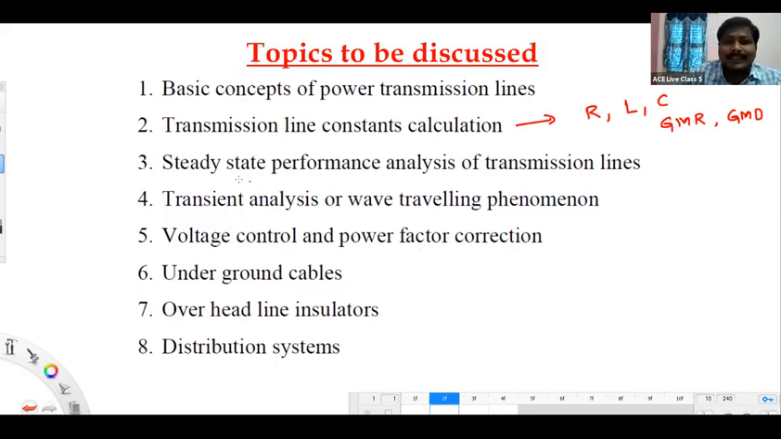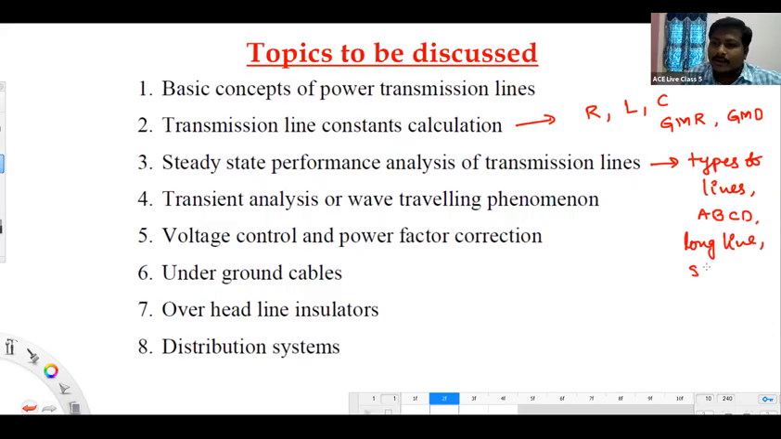Next one, steady state performance analysis of transmission lines. In the steady state performance analysis, we are going to discuss types of transmission lines. What are the different types of transmission lines we'll discuss? And we will be moving to ABCD parameters of transmission lines. Particularly, we will put our concentration mainly on the long transmission line, and lossless long line, as well as surge impedance loading.